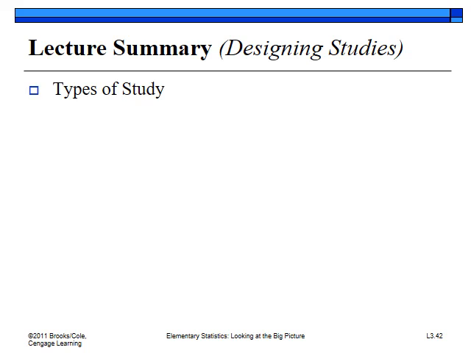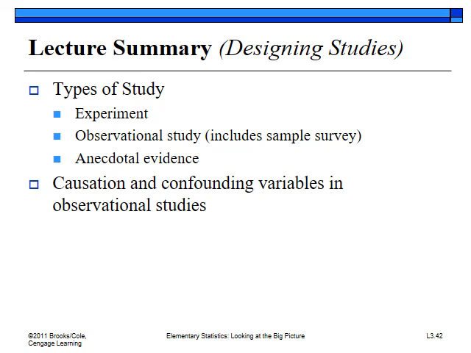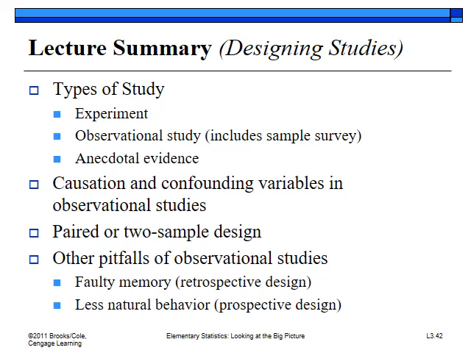To wrap up, we looked at the different types of study, experiments and observational studies. We talked about anecdotal evidence and how it is unreliable. We talked about how observational studies cannot be used to determine causation because of, among other things, confounding variables. We talked about the difference between paired and two-sample designs. And we talked about some other problems with observational studies, both in retrospective and prospective studies.